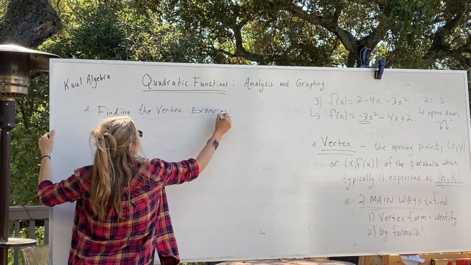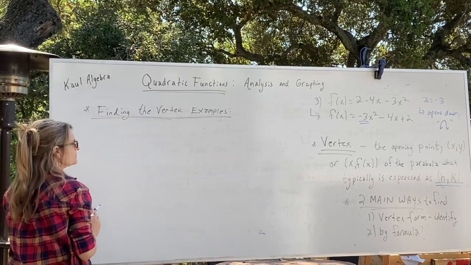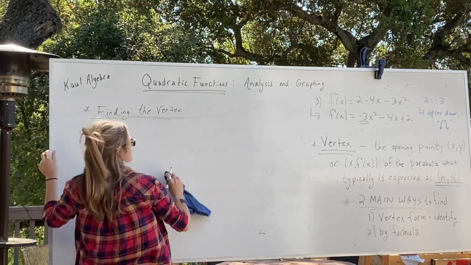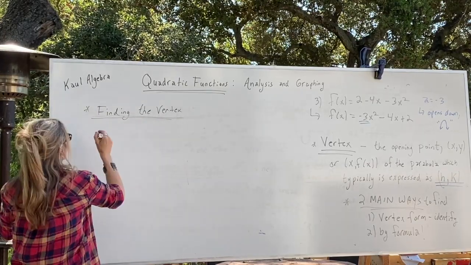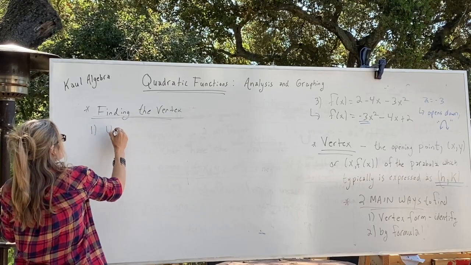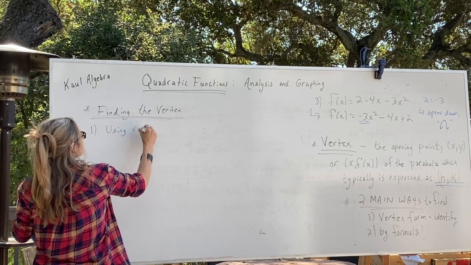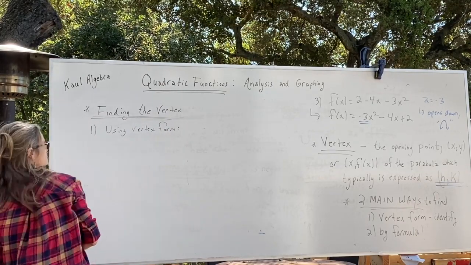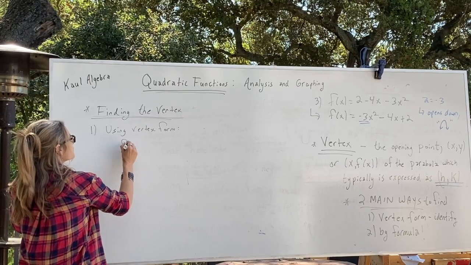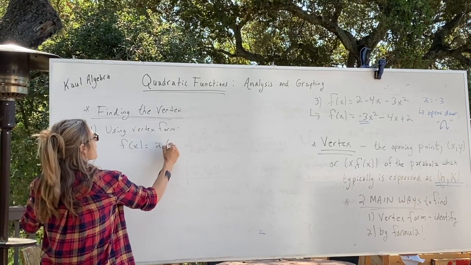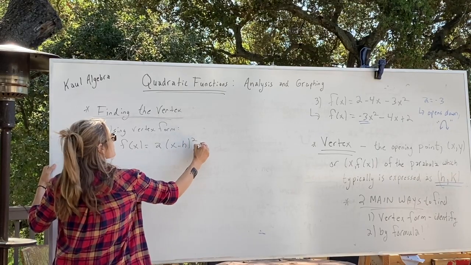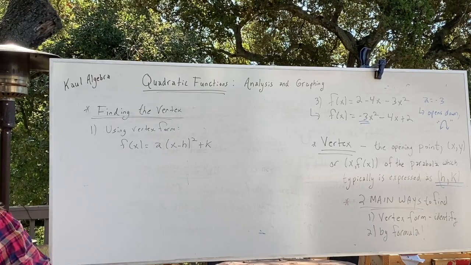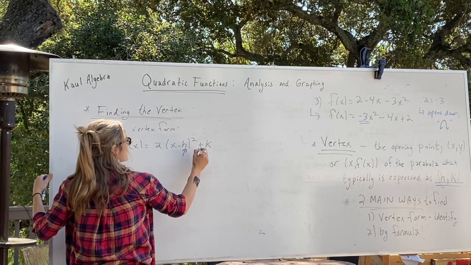Finding the vertex examples. Okay, so let me back up. Finding the vertex. Before we get to examples, I do need to highlight a little bit more. So number one, applying using vertex form, which is f of x equals a(x minus h) squared plus k. What we want to do is identify the h and the k.